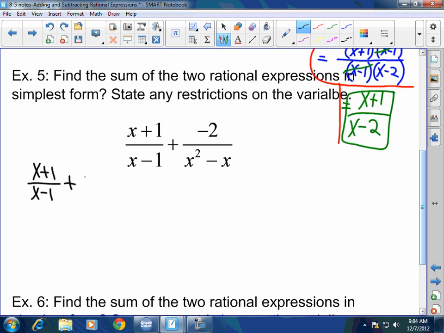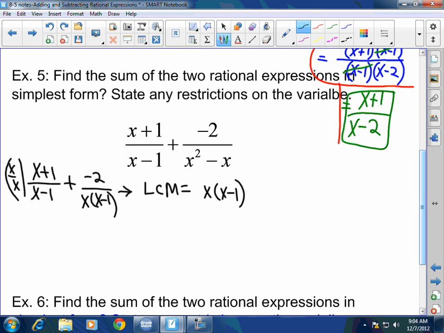Plus negative 2 over x times x minus 1. Okay, next step. What's the LCM? x times x minus 1. Okay, next step. What do I need to multiply to this one?